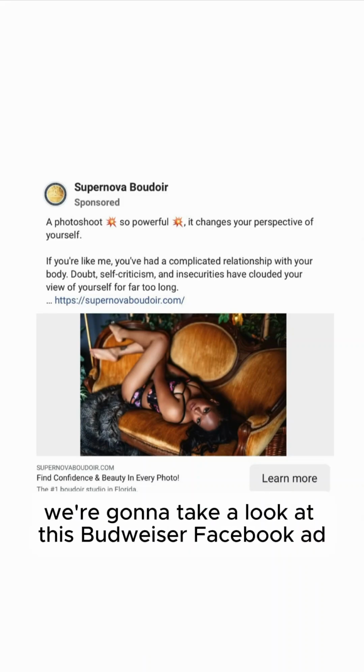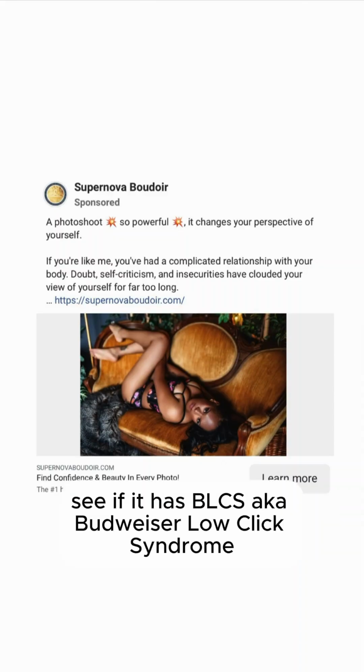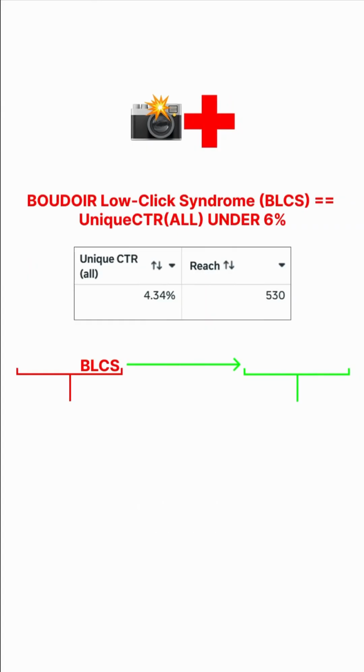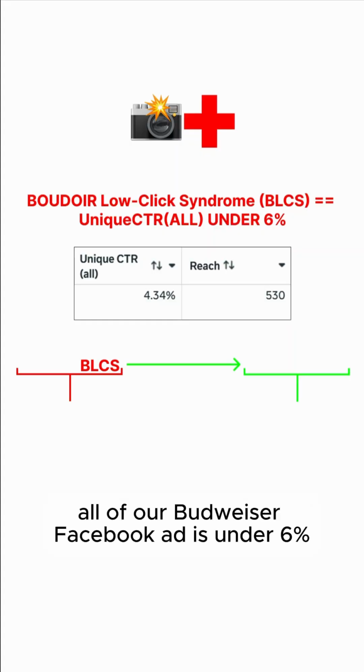All right, y'all, we're going to take a look at this Boudoir Facebook ad and see if it has BLCS. We're going to diagnose it, see if it has BLCS, aka Boudoir low click syndrome. BLCS, also called Boudoir low click syndrome, is when the unique CTR all of our Boudoir Facebook ad is under 6%.